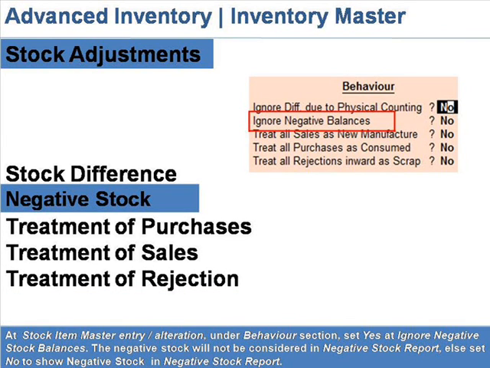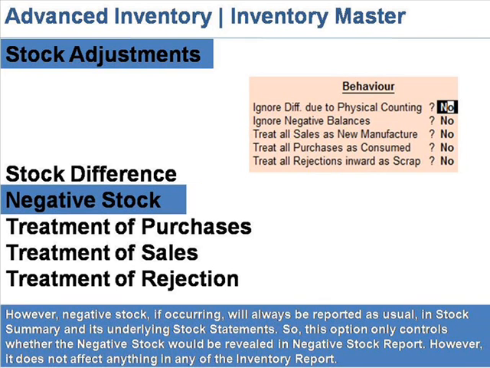At stock item master entry or alteration under the behavior section, set yes at Ignore negative stock balances. The negative stock will not be considered in the negative stock report, else set no to show negative stock in the negative stock report. However, negative stock, if occurring, will always be reported as usual in stock summary and its underlying stock statements. So this option only controls whether the negative stock would be revealed in the negative stock report. However, it does not affect anything in any of the inventory reports.